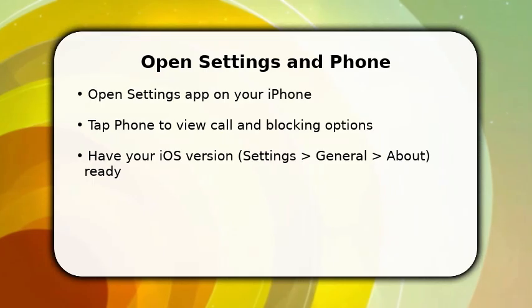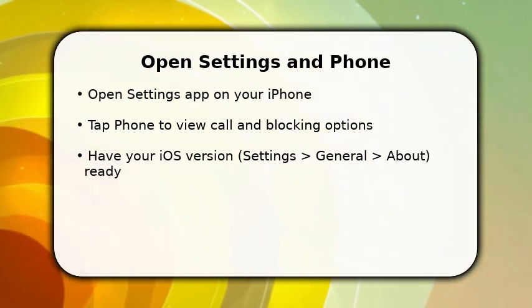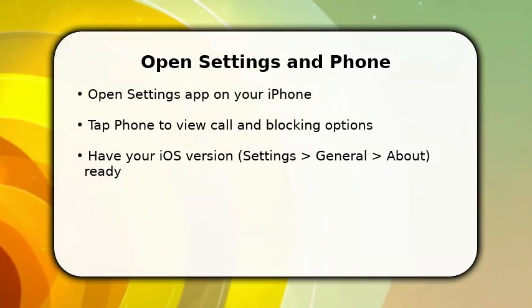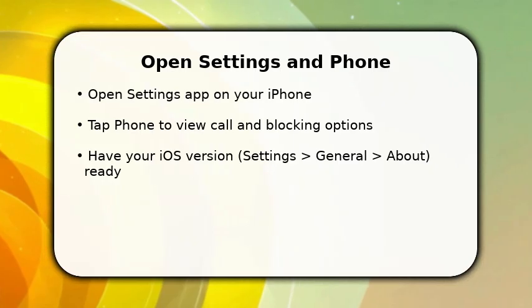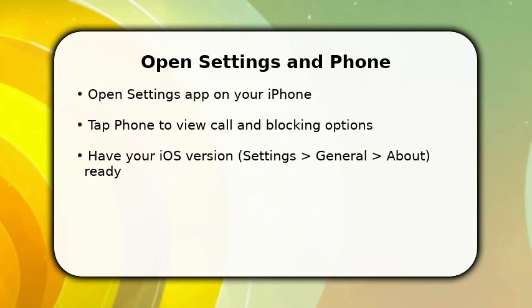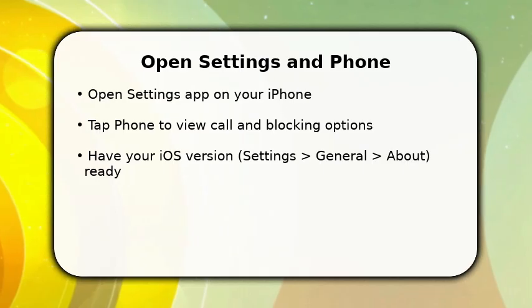You start by opening Settings and tapping Phone so you can change how calls are screened. Once in Phone, locate the Call Blocking and Identification or Silence Unknown Callers entry depending on your iOS. You do this because spam blocking features live here and vary by version, so knowing your iOS helps.